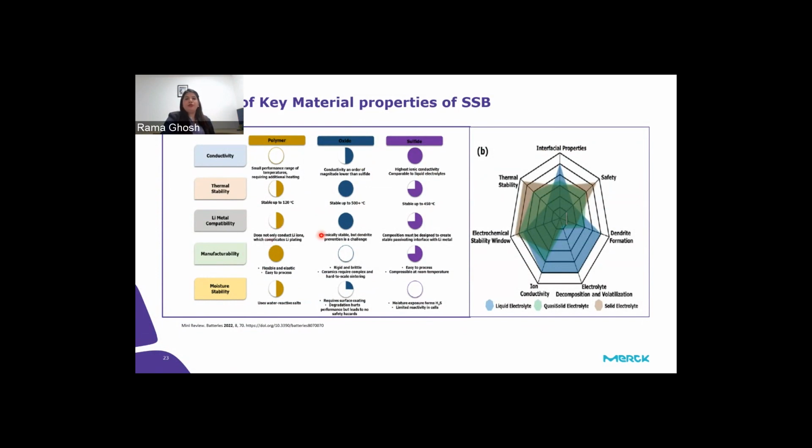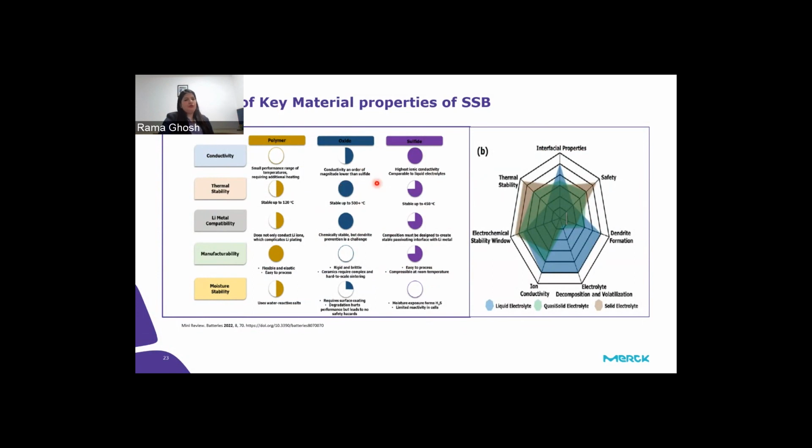Similarly, for manufacturing, or you can say processability, how easy or fast the processing is. Polymer is flexible and easy to process, but oxide is very rigid. The chemistry is also very complex. Most of the oxides are synthesized by using chemical vapor deposition or atomic layer deposition techniques, which are very critical techniques to develop the oxides. Similarly, sulfide is quite easy, and compressible at room temperature.